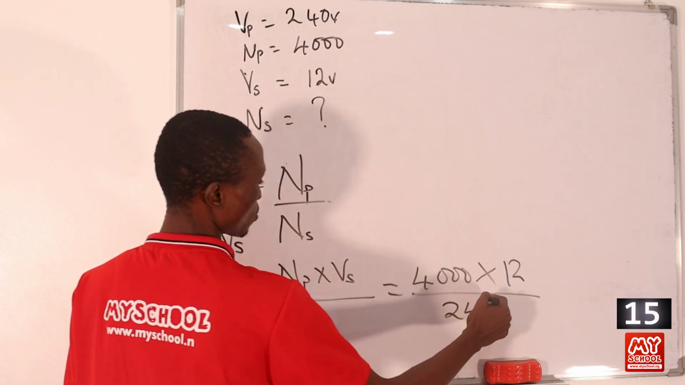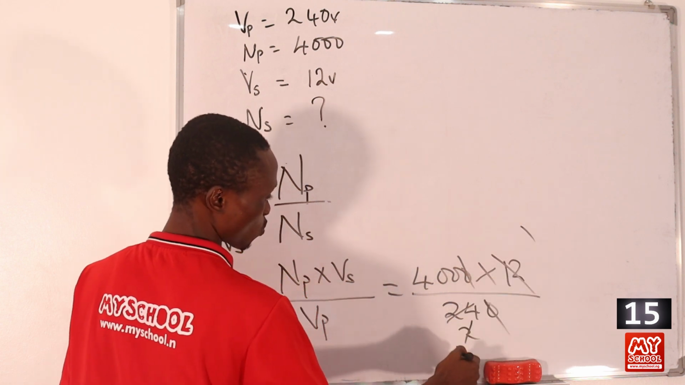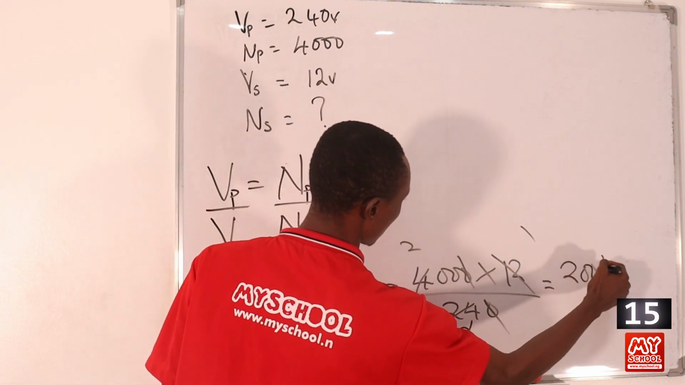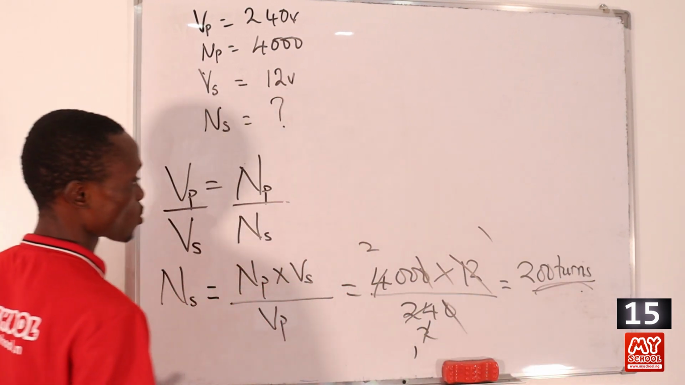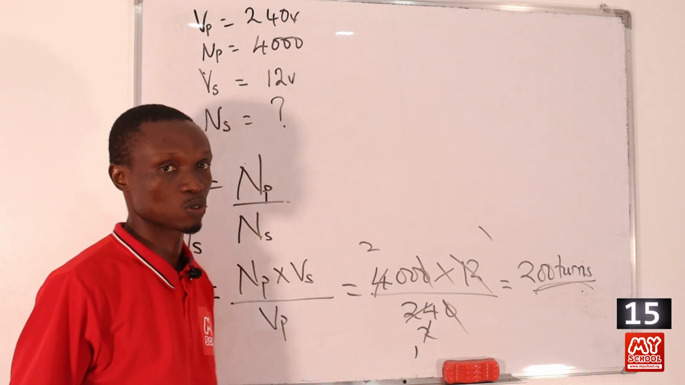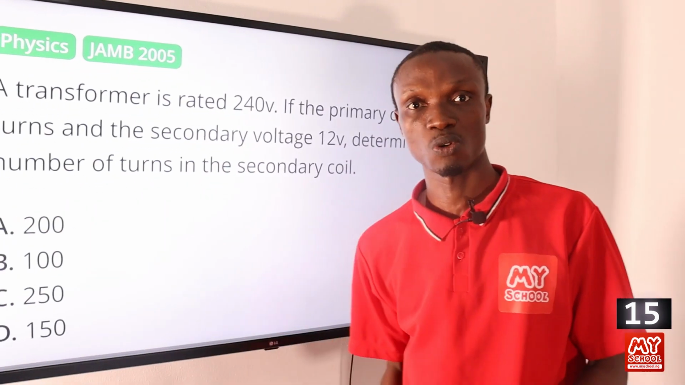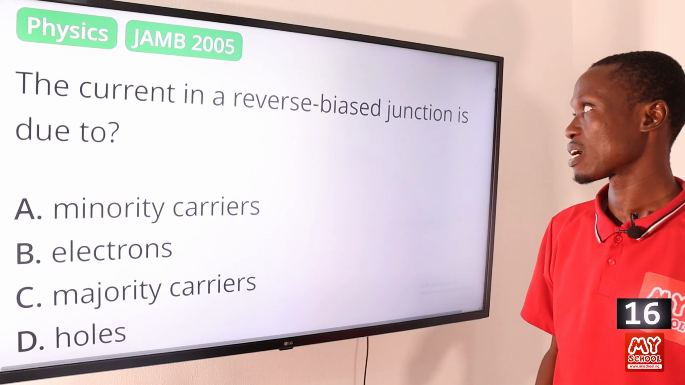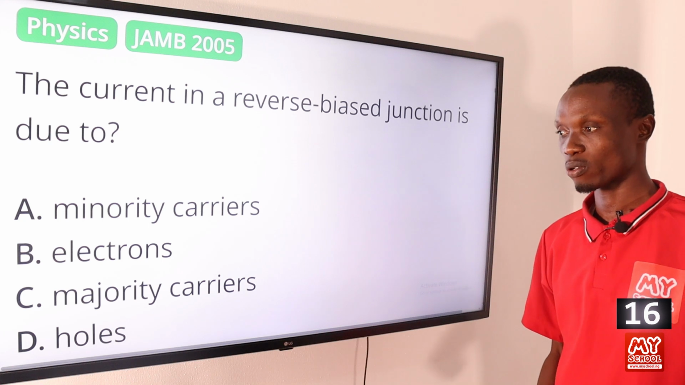240. Okay, so 0 will cancel out 0, 12 here is 1, 12 here is 2, 2 here is 1, and 2 here is 2. So at the end of the day, we have 200 turns, meaning that the number of turns in the secondary coil is equal to 200 turns. So let's return back to the screen to pick the correct answer to this question, and that is option A, 200 turns.